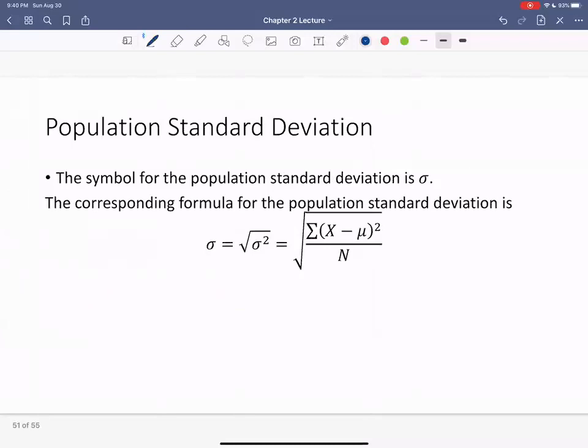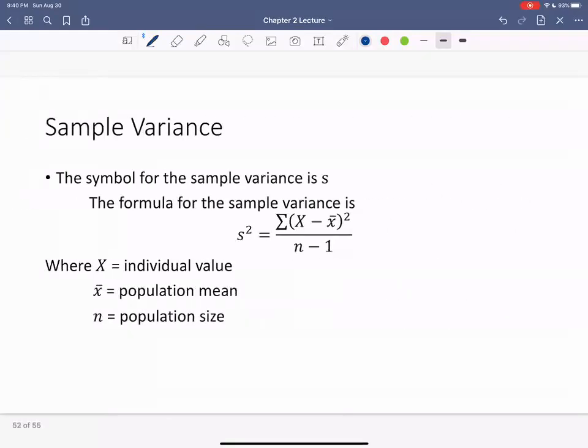So what is the population standard deviation? All it is is the square root of the variance. So once you find the variance, then you take the square root, and then boom, you have the standard deviation. So again, this is population standard deviation. We'll mostly work with sample variance or sample standard deviation.